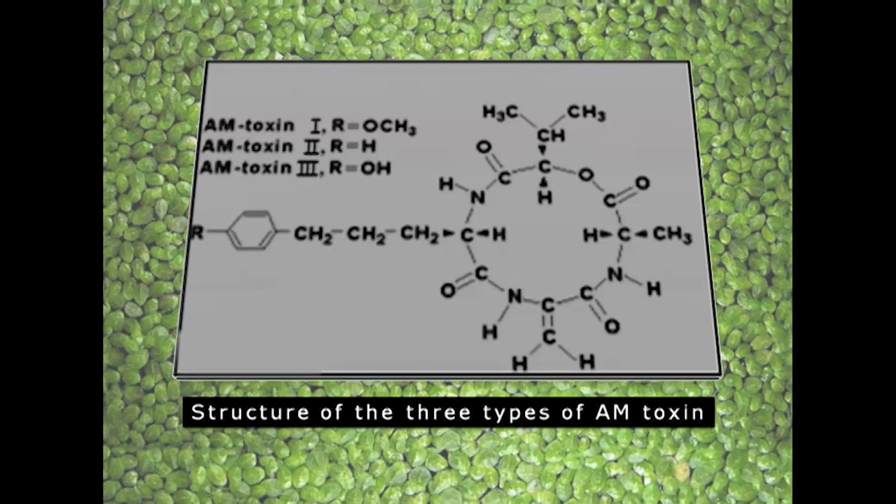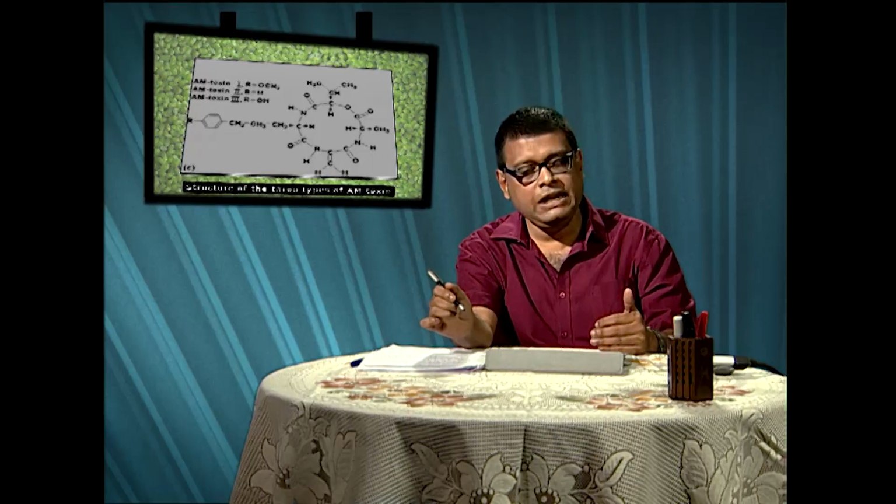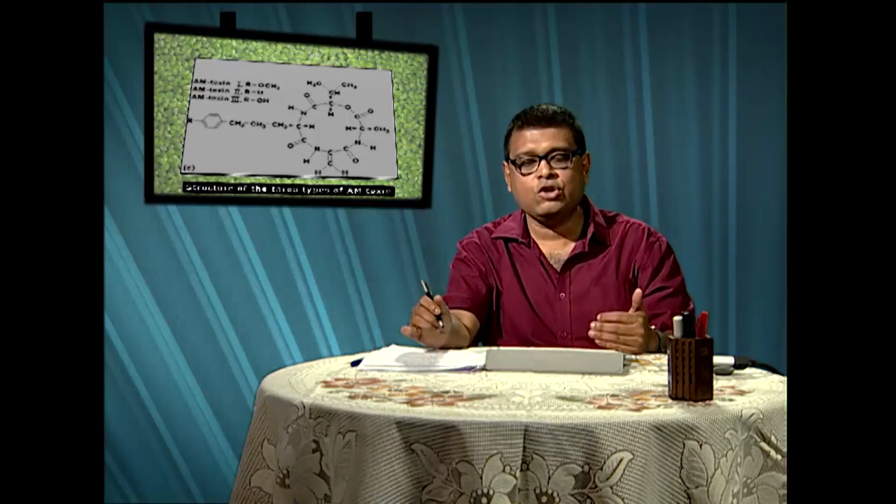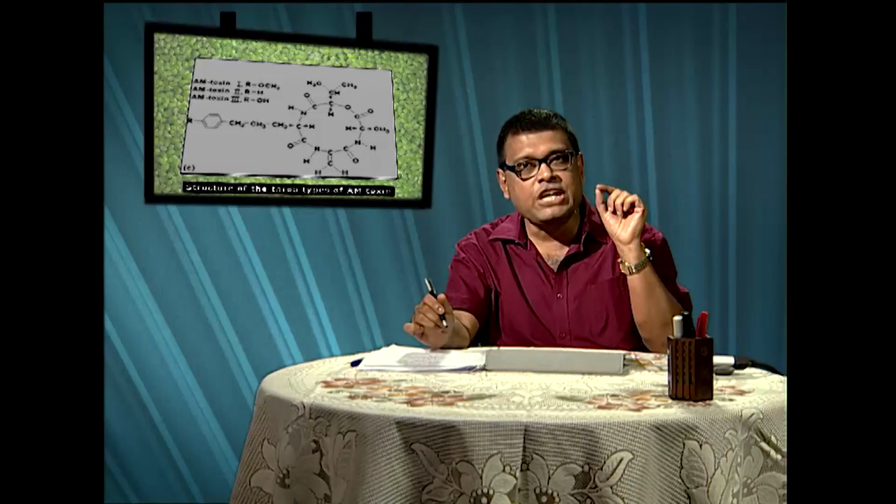So this is the typical structure of the AM toxin, and this AM toxin is a cyclic structure, cyclic peptide, and there may be different types 1, 2, 3 depending upon this R structure. That is the side chain R. This one will determine what type of toxin it is, type 1, type 2 or type 3, having OCH3, H and OH side chain.